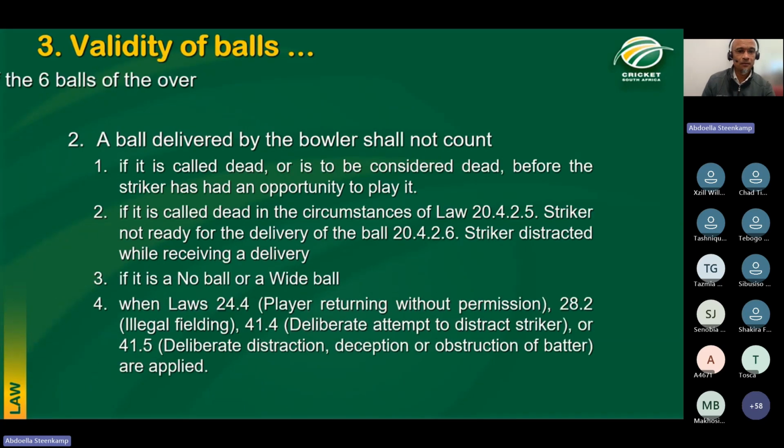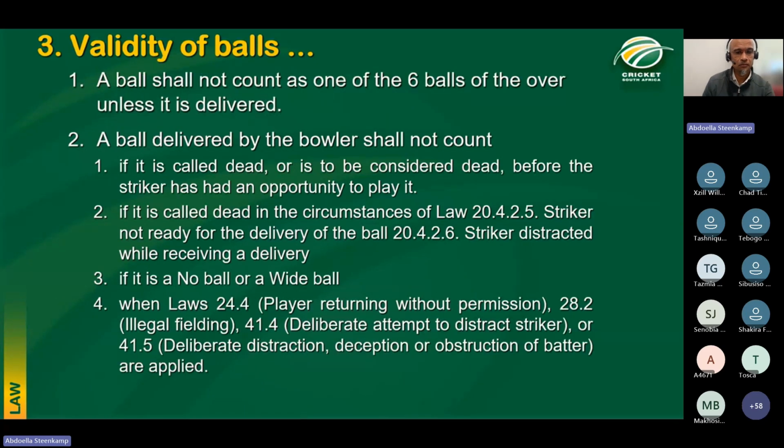When it comes to validity of the balls, 6 valid balls need to be bowled in the over, but there are times where even though the ball was delivered, that ball will not count as one of the valid balls of the over. For those instances, what are they? Firstly, if the ball was called dead or considered dead before the striker had opportunity to play at the ball, the law sees that as the ball being dead. That ball, even if it was delivered, will not count.